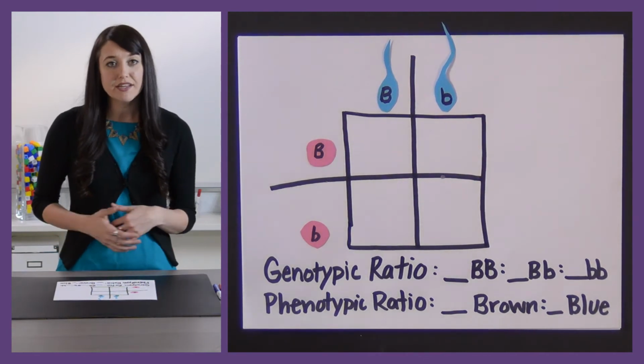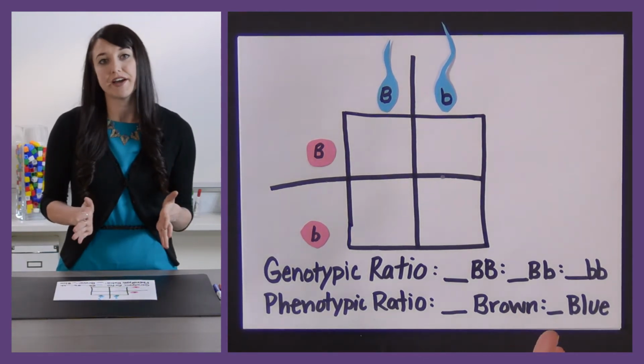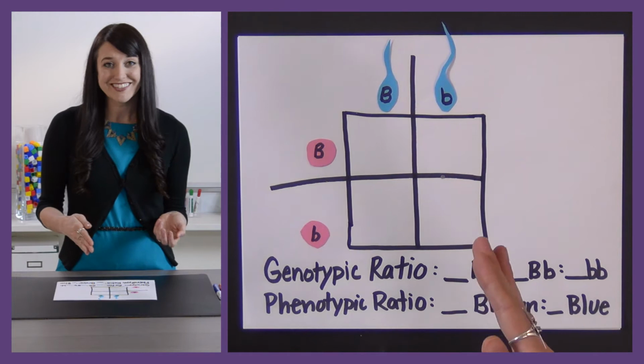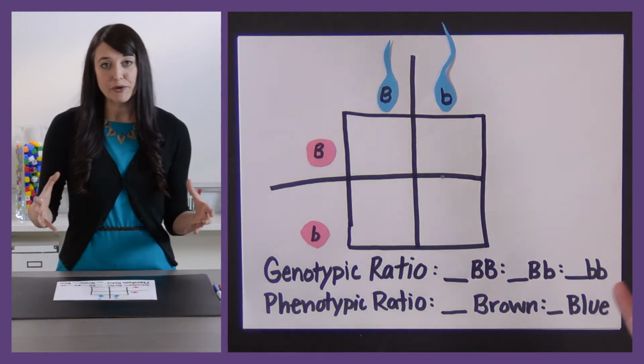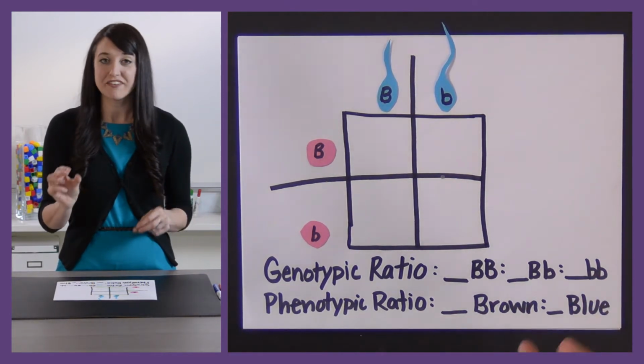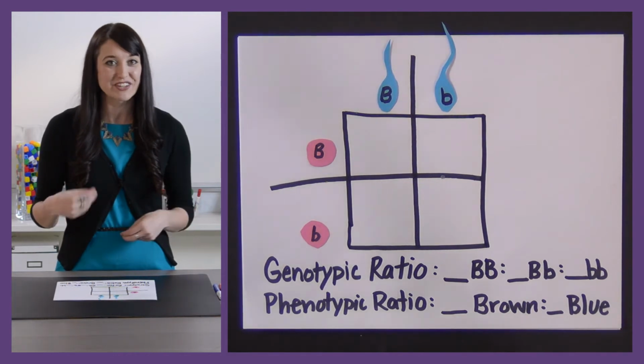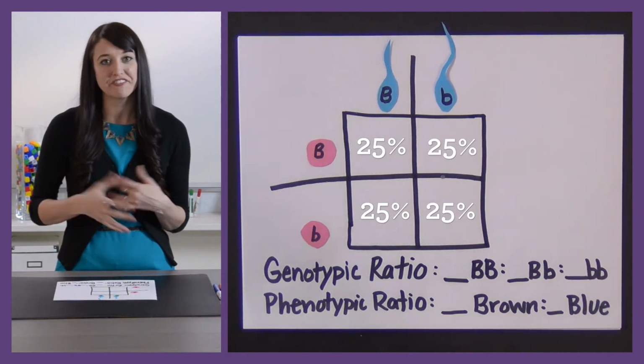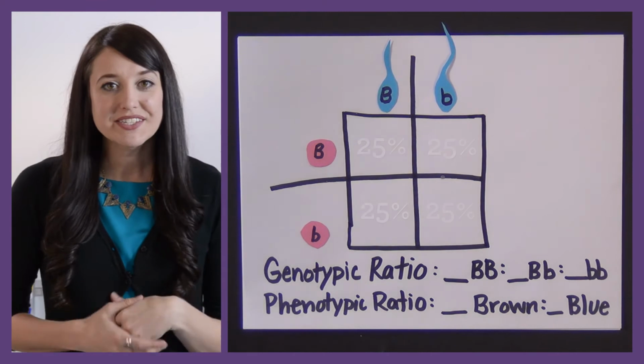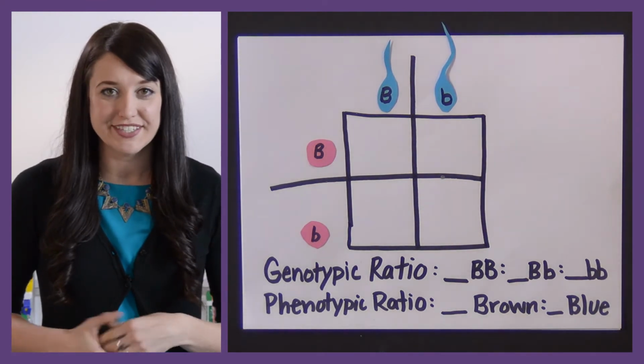Each of the boxes of the Punnett square is worth 25%. There are 4 boxes, so think about $1. $1 broken into 4 parts is 25 cents, and 25 cents is a quarter. So 1 box, 25%. So now let's look at how to use the Punnett square for this example.